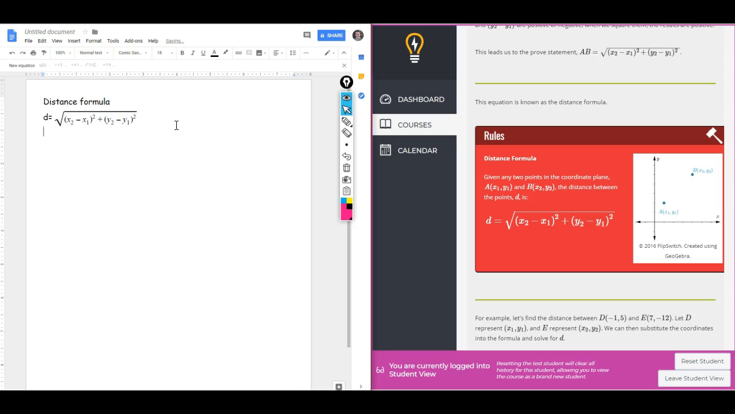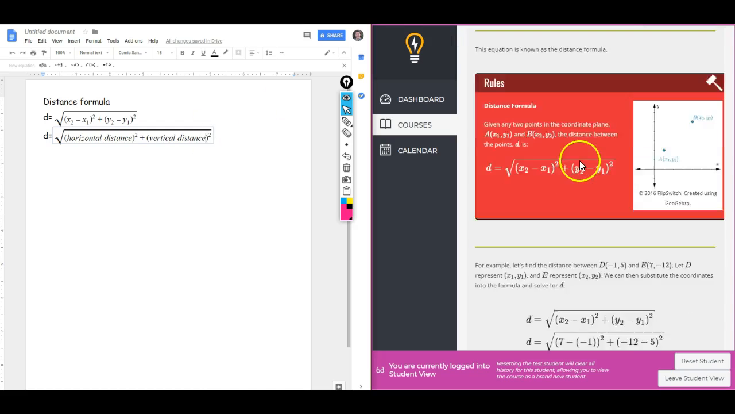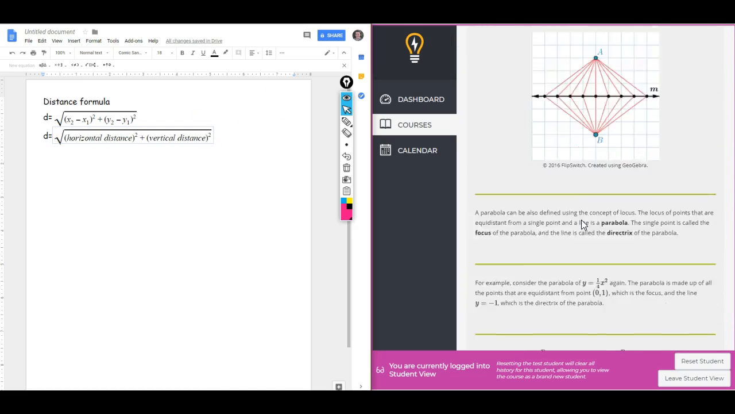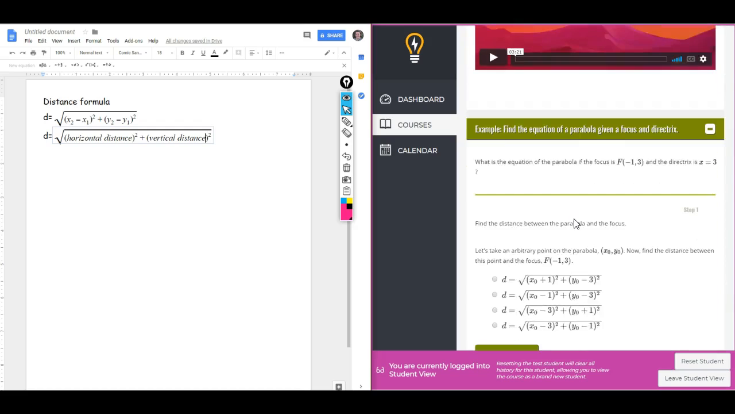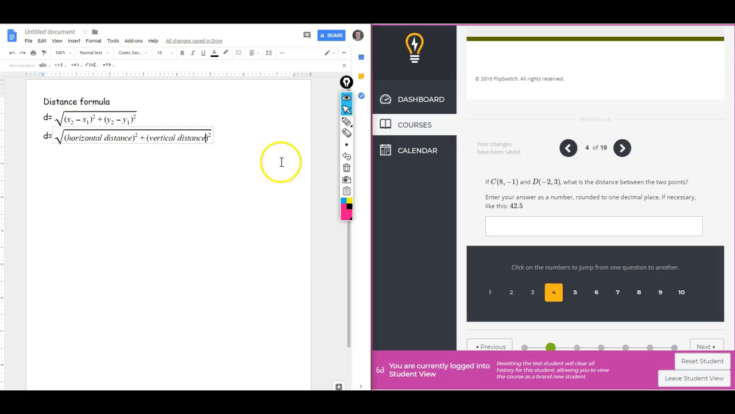Again, that's kind of the way that I work in math: can you make this contextual? What does x2 minus x1 mean? Well, it means the horizontal distance. And what is y2 minus y1? Well, since you're dealing in the y and y is vertical, it is representing the vertical distance between your points. So knowing that, let's jump back to our question and see if we can now solve it.